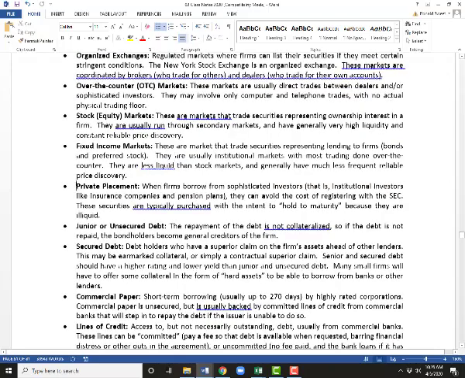Some companies do private placements, which means they avoid the public markets altogether. They're over-the-counter. Again, it's just an example of an over-the-counter market where a sophisticated investor is told by their broker that, hey, this firm is borrowing money.